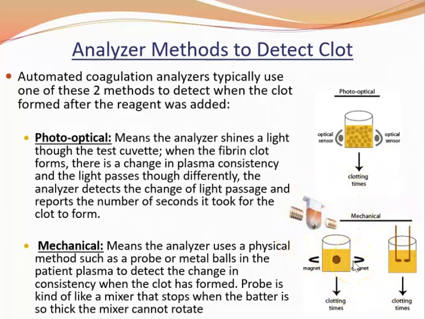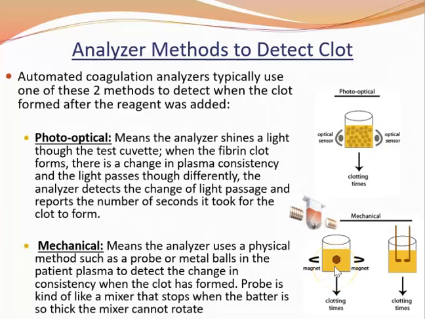This means that there's some kind of physical method, such as a probe, here's the probes, or metal balls used in the patient plasma to detect a change in consistency of the sample. And that's when it tells the machine or the analyzer, hey, there's a clot been formed. So this is like when you have a mixer and you have the beaters in the mixer, and the batter's getting thicker and the beaters can no longer rotate as well as they used to. That's the same way this is.